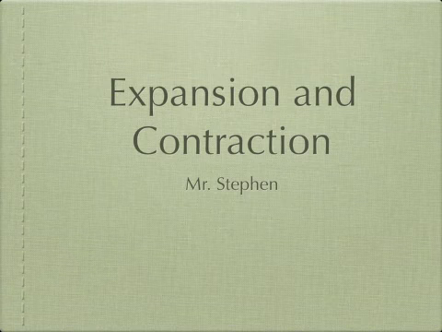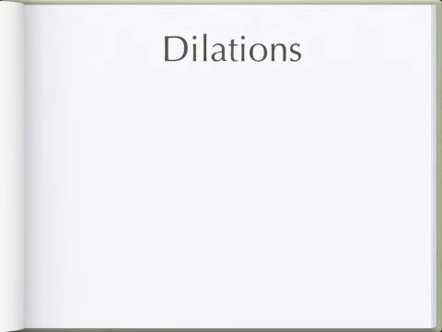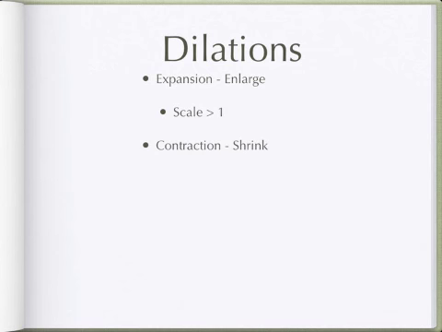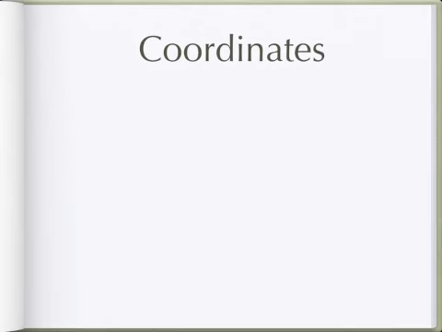Alright, for this lesson we're going to learn about dilations and expansions and contractions. So first off, a dilation can be an expansion, which is to enlarge something, but it could also be a contraction, which is to shrink. An expansion has a scale that's greater than 1, and a contraction has a scale that's less than 1. So let's talk about applying this to coordinates.